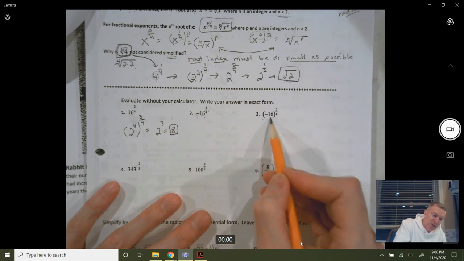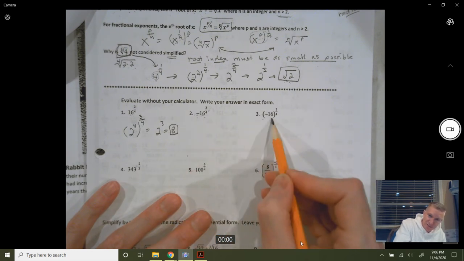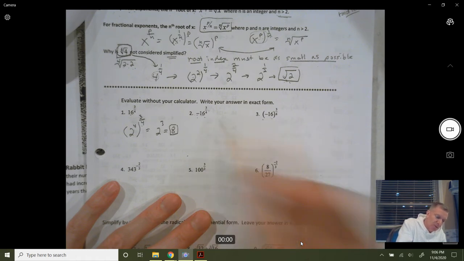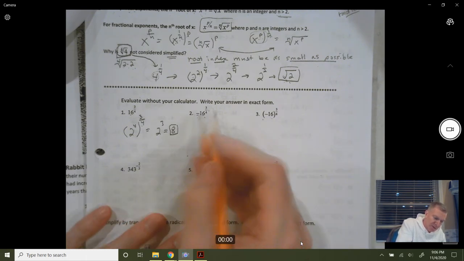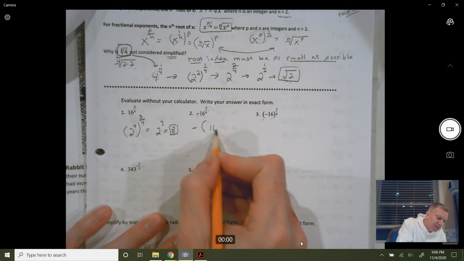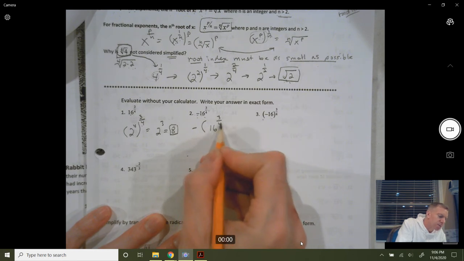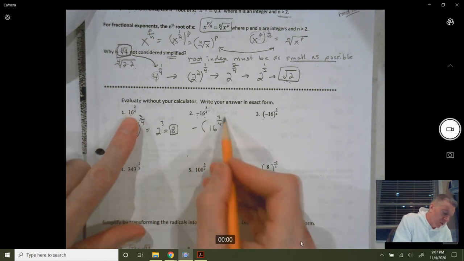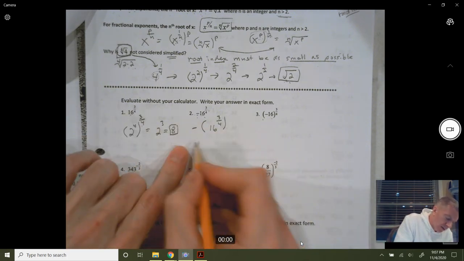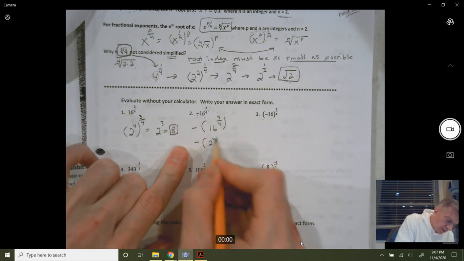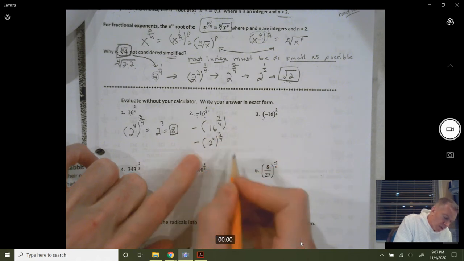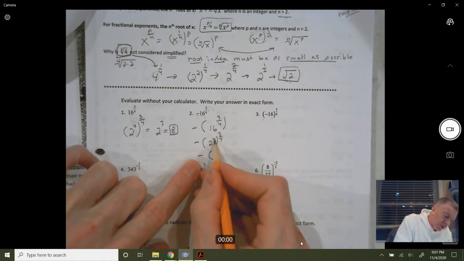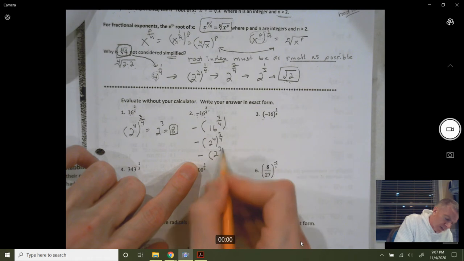Whereas here, your entire base is negative 16. So these are two very different problems. You can think of the first as negative 16 to the 3/4. We know that 16 to the 3/4, we simplified that. So that's 2 to the 4th raised to the 3/4. So negative 2 to the 3rd, or negative 8.